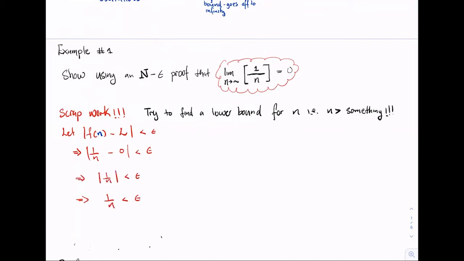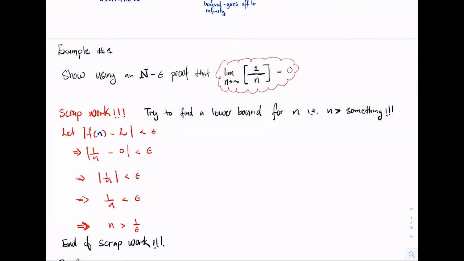Which then allows us to say that the modulus of 1 over n is less than epsilon, because we're taking away 0, so it doesn't affect the term. So then we can say that 1 over n is less than epsilon. Since n is greater than 0, 1 over n is also greater than 0. That allows us to remove the modulus without any complications. So then we can say that n is greater than 1 over epsilon.